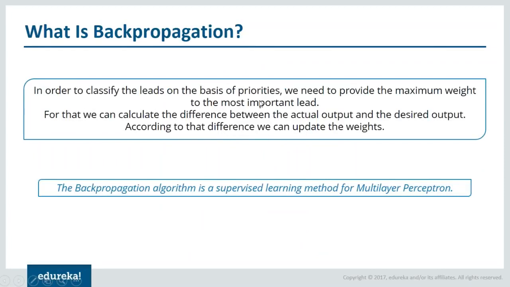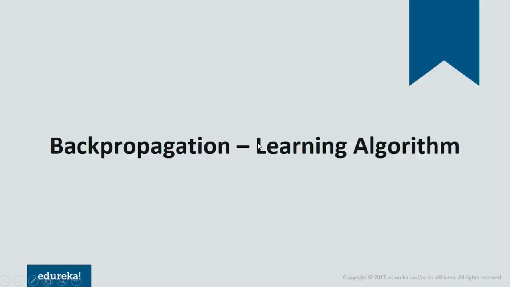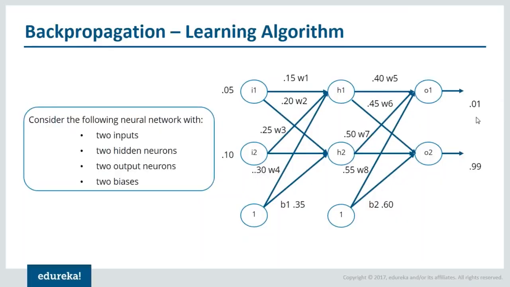So in order to classify the leads on the basis of priorities, we need to provide the maximum weight to the most important lead. And how are we going to do that? We're going to compare the actual output and the desired output, and according to the difference, we're going to update the weights. So what is backpropagation? Backpropagation is nothing but a supervised learning algorithm for multi-layer perceptron. Now let us understand what exactly this algorithm is. Let us understand this with an example that is there in front of your screen.